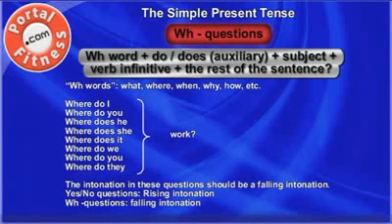There is another type of questions called WH questions. They are formed with the WH word plus the auxiliary do or does plus a subject plus the verb infinitive and the rest of the sentence. WH words could be what, where, when, why, how, etc. For example, where do you live? What does she like? When do they go to school?